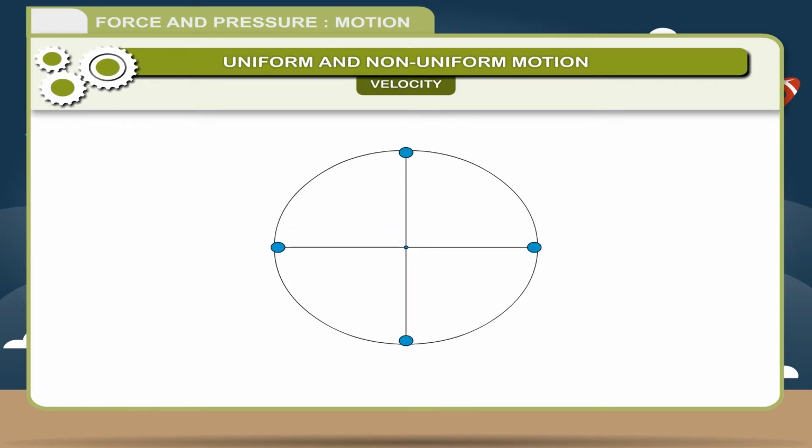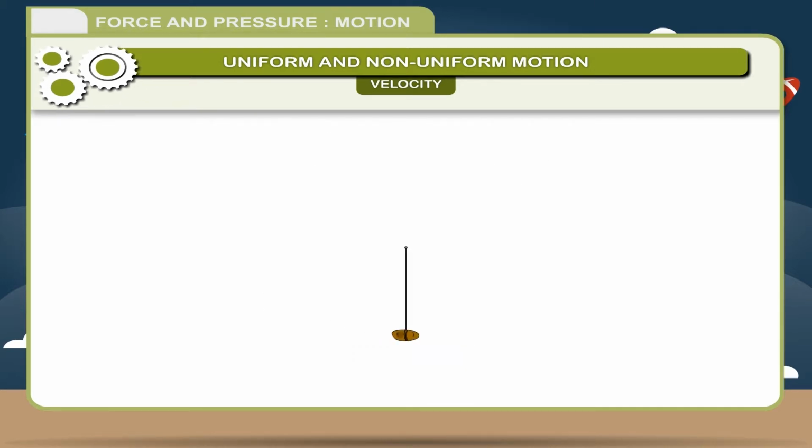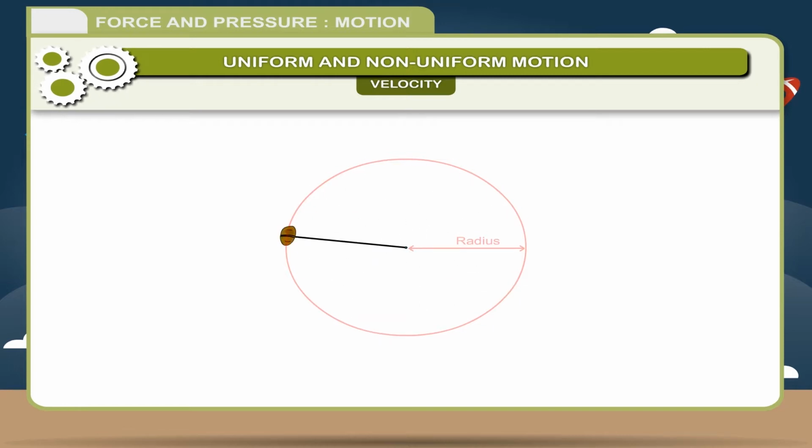Along a circular path, speed of a body remains the same, but velocity changes. Speed is the distance covered per unit time, while velocity is the distance covered per unit time in a specific direction. In the figure, it is shown that a stone tied to a string is moving in a circle of radius equal to the length of the string.